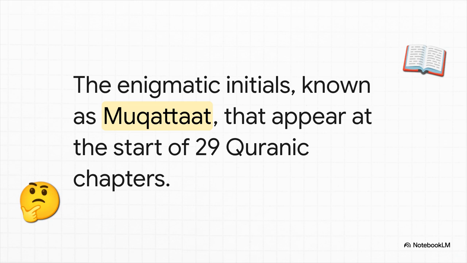Well, the mystery really kicks off with letters like these: Aleph, Lam, Mim. You'll find them at the very beginning of 29 different chapters, or surahs, in the Quran. And the thing is, they just appear. There's no obvious meaning, and they've been a source of debate for scholars for, well, centuries.